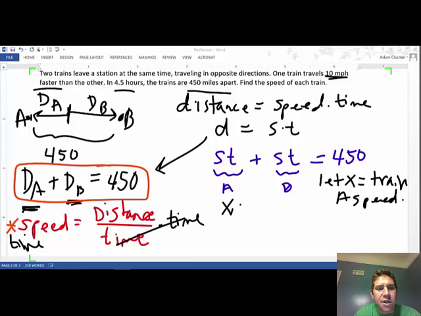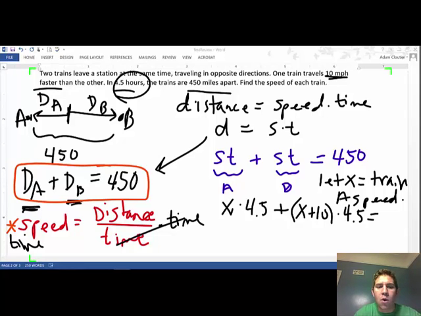And my t is representative of time, and we recognize that it was 4.5 hours later, so I'm going to write x times 4.5, or I could reverse it and say 4.5 times x, plus speed for the second train. Now the second train is 10 miles an hour faster. Faster in mathematics is usually represented by addition. So I would say x plus 10, and then multiply that by time, which is again 4.5 hours. Altogether, the total distance is 450, and that is our equation.